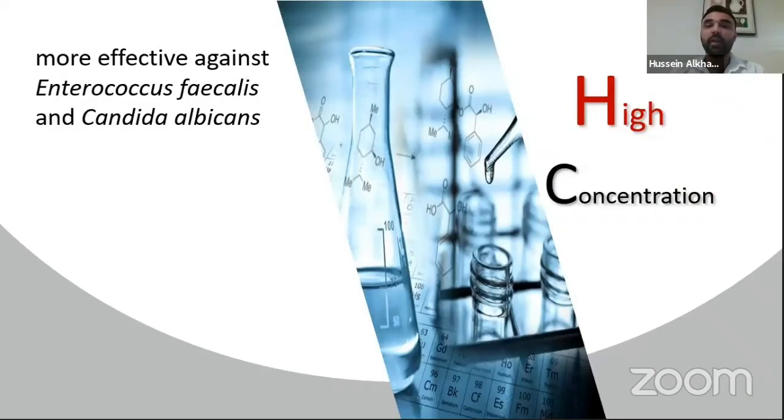Now, the concentration of sodium hypochlorite. In the literature, we can see different irrigation solutions of sodium hypochlorite, starting from 2.5%, 3%, 5%, 7%, or any other dilutions. Let's compare high concentration versus low concentration.